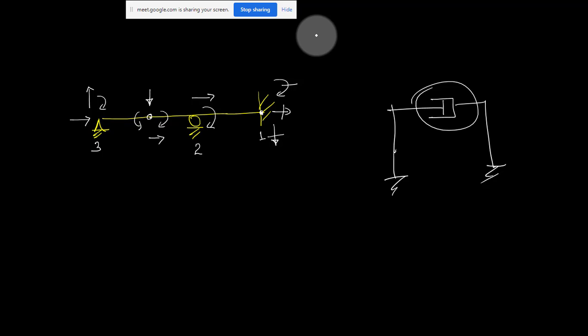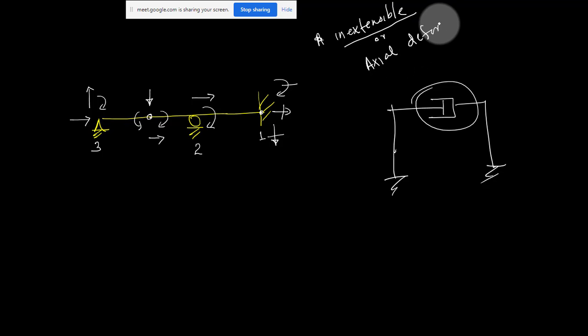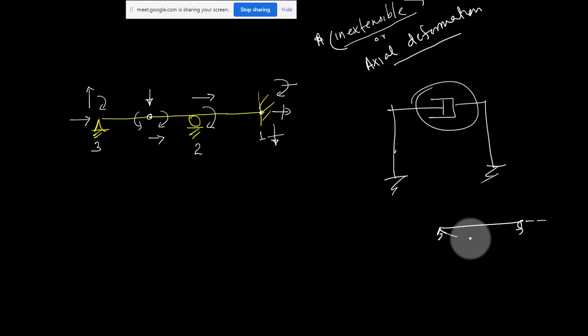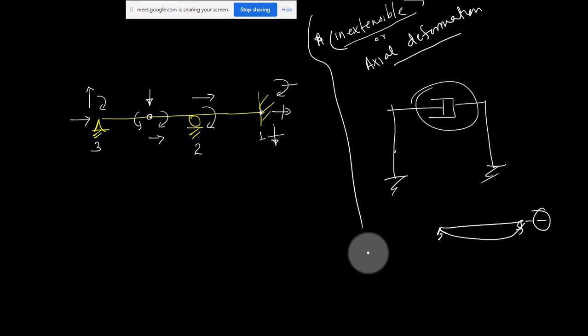In the question it is given, assume members are inextensible. That means your member length should not change, it should remain the same, so you neglect the axial deformation. Either term will be used in the question: neglect axial deformation, or assume members are inextensible. Usually in beams we already neglect axial deformation. Even for a simply supported beam, we do not consider the beam moving axially; we always neglect it. Only in degree of freedom questions it will be mentioned specifically. Sometimes they will ask what is the reduction in degree of freedom due to this condition.